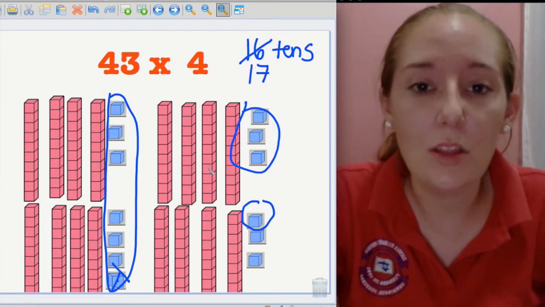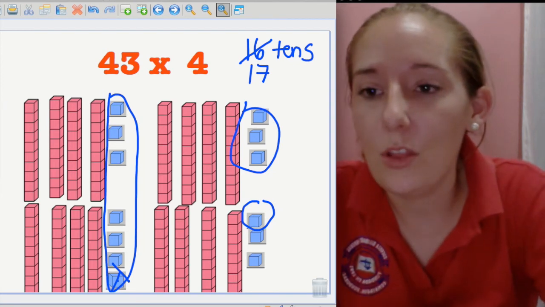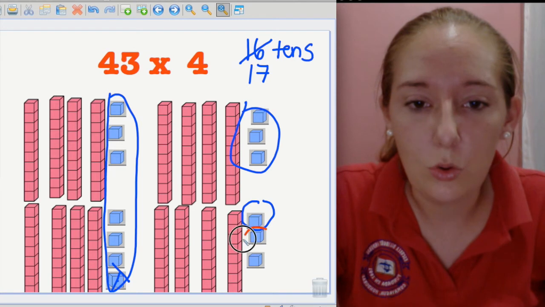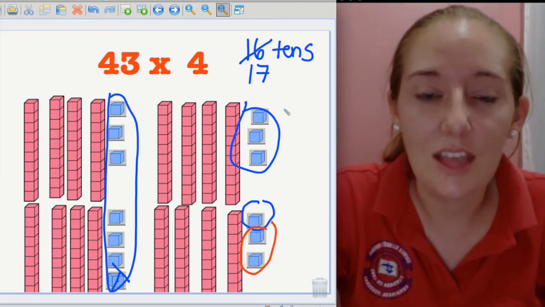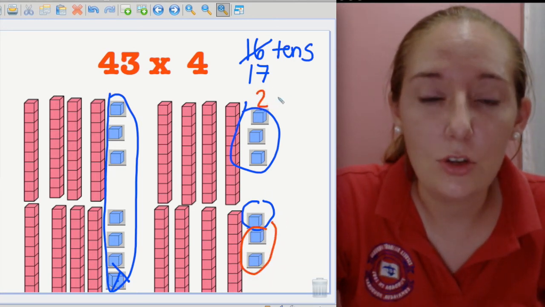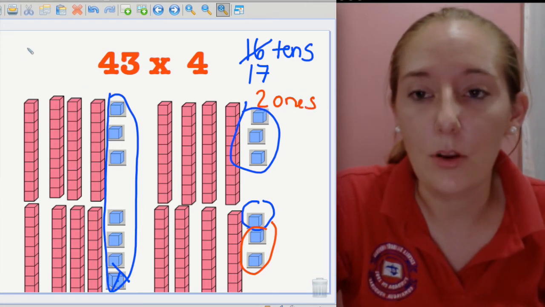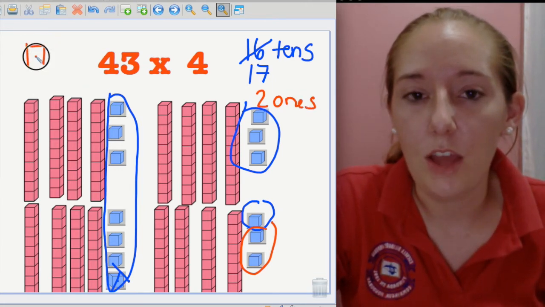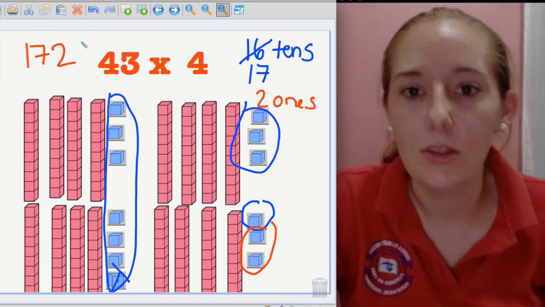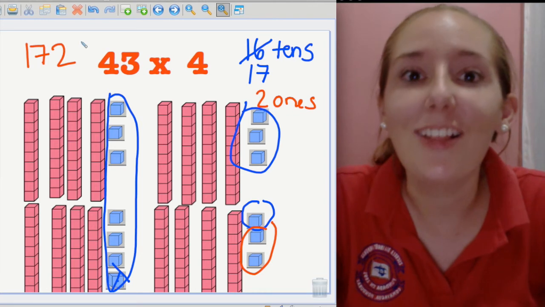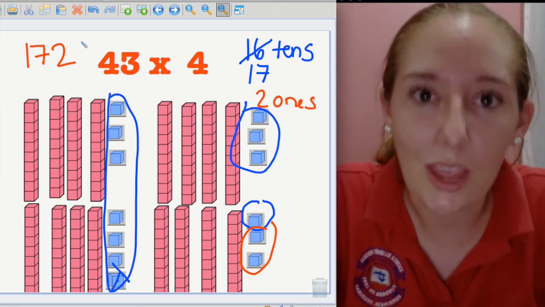And then how many ones are left? All right. If we look at our ones, there's just 2 ones left here. So we're going to have 17 tens and we're going to have 2 ones. We are going to write this as a number. It'll be 172. Now, again, that took forever. All right. So we're going to learn a much easier way to do this.